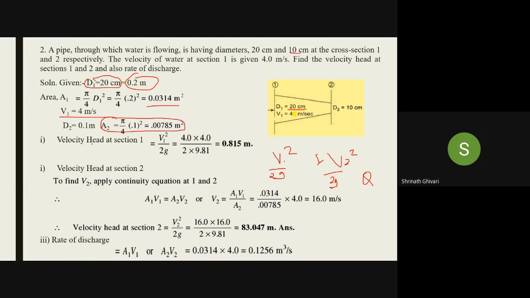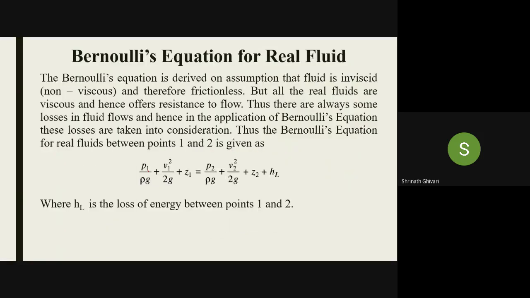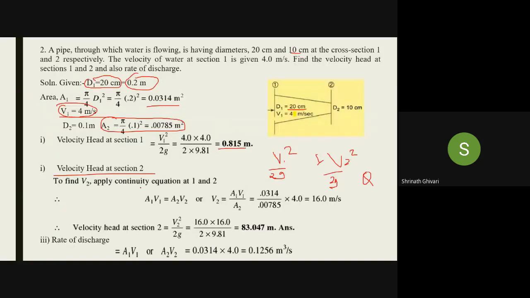Okay, then what is the velocity head at section 1? v1 square by 2g. Velocity is given, v1 is 4 meter per second. 4 into 4 divided by 2 into 9.81, it will be 0.815 meter, right? Now the velocity head at section 2. How much is it? If you want to determine the velocity head at section 2, you should know v2 first.